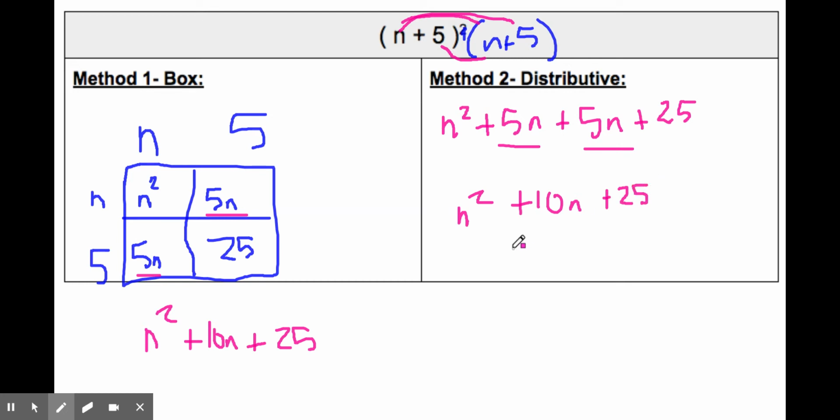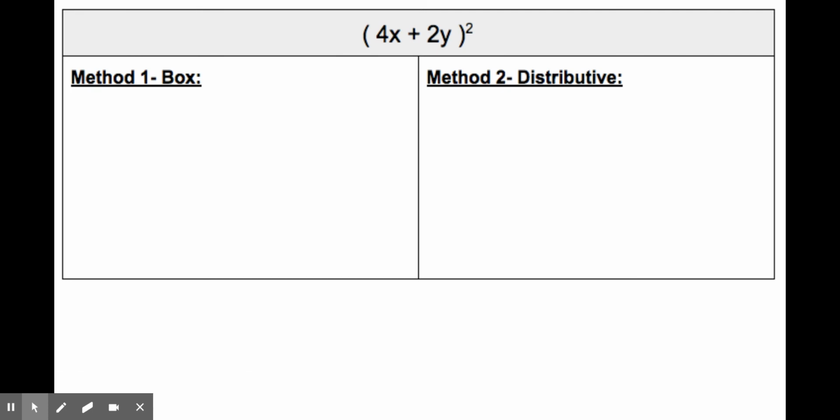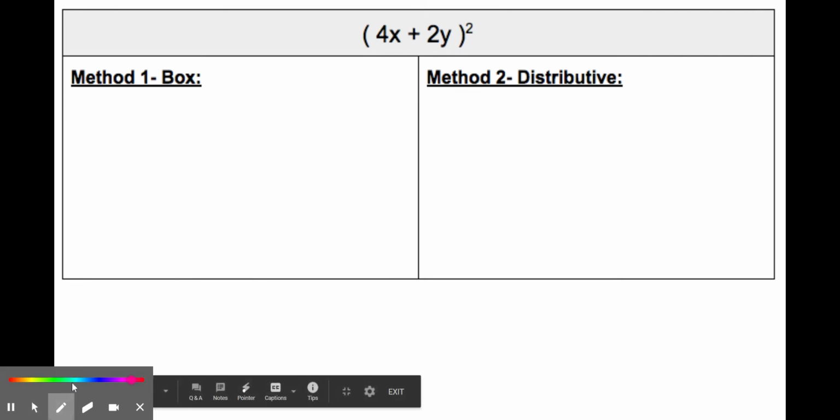So again, hopefully you're starting to develop a method that works best for you. That's the goal here, that we find one that we really like, but it's good to be good at both as well. So at this moment, if you want to pause the video to go ahead and try these on your own, feel free. I'm going to let you pause if you wish, but I'm going to continue here.